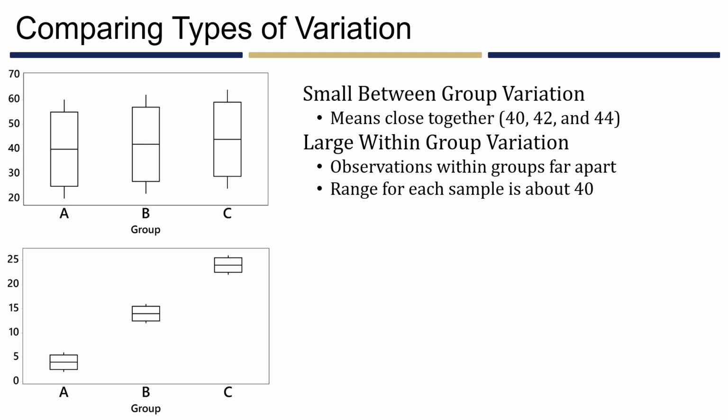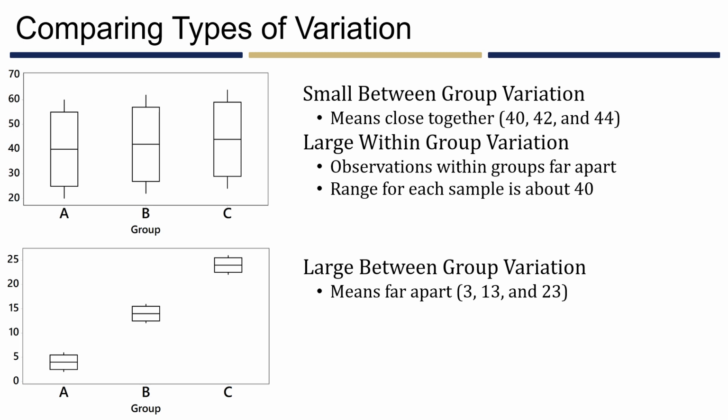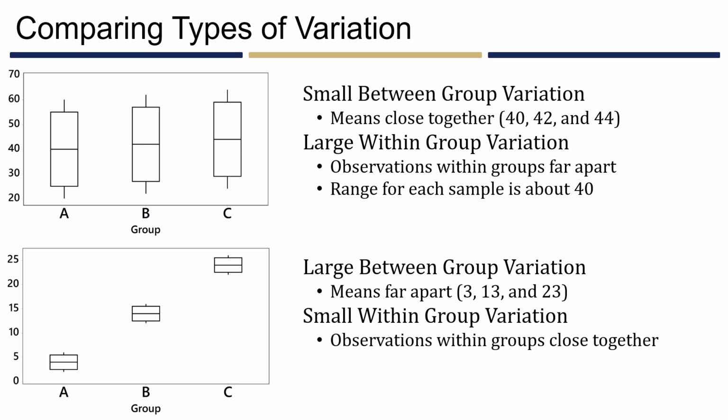Now the box plots on the bottom exhibit large between group variation because these means are very far apart. They have means of about 3, 13, and 23. And unlike the box plots up on top, these exhibit small within group variation. The observations within the groups are very close together. There's absolutely no overlap across the 3 box plots, and the range for each sample is about 5. So we have large between group variation because the means are very far apart from one another, but small within group variation because the observations within each sample are very close.